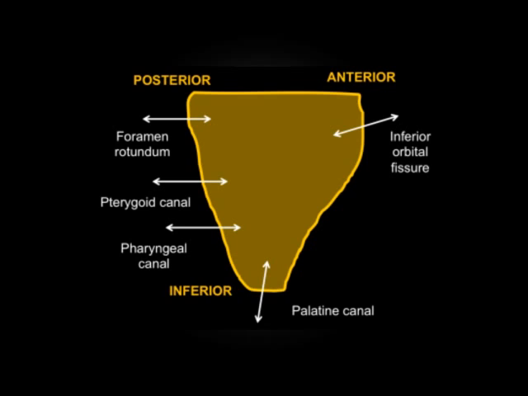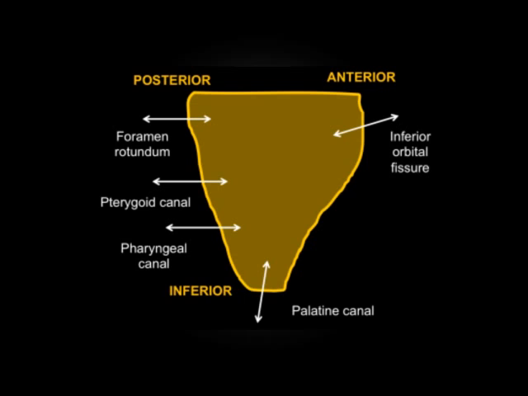When you start moving up, the lateral part will open into the infratemporal fossa. Through what? Through the pterygomaxillary fissure. So the lateral part opens through the pterygomaxillary fissure into the infratemporal fossa. The medial part opens through the sphenopalatine foramen into the nasal cavity.